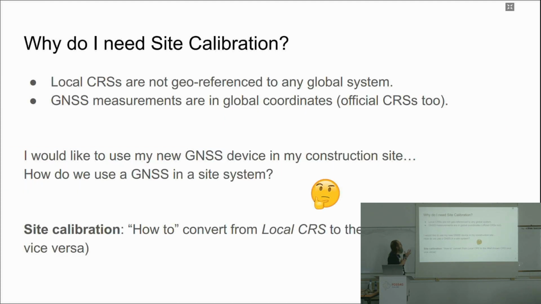So why do we need site calibration? As I said before, local CRS are not georeferenced to any global system. They're absolutely floating. And GNSS measurements are in global coordinates, so they are georeferenced. And if I want to use my GNSS device on my construction site, which is a typical example of a local coordinate reference system, how do I use it? So I have my local system, and I have my GPS, and I want to use it there. So site calibration is going to be how to convert my coordinates from my local CRS to a well-known CRS, and vice versa.